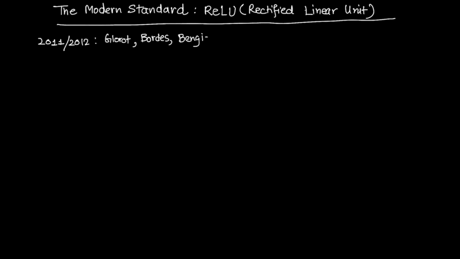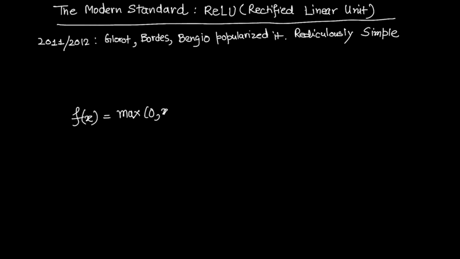So in 2011 to 2012, everything changed. Researchers, notably Glorot, Bordes, and Bengio, popularized something that looked ridiculously simple, almost too simple to work: the Rectified Linear Unit, or ReLU. It's f(x) equals max of 0 or x. That's it. That is the entire function. If the number is negative, make it 0. If it's positive, keep it as it is.